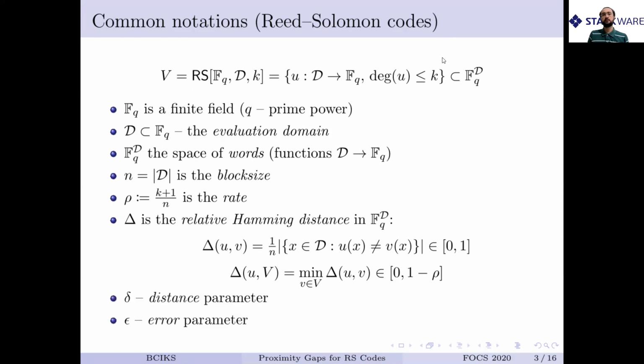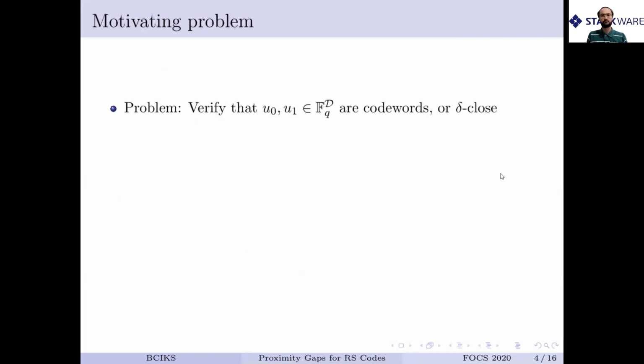We use delta to denote a distance parameter, and we will say that two words are delta close if the distance between them is at most delta, or delta far if the distance is more than delta. And similarly, we will say that a word is delta close to the code if the distance to the code is at most delta. Epsilon will denote an error parameter, which will appear later.